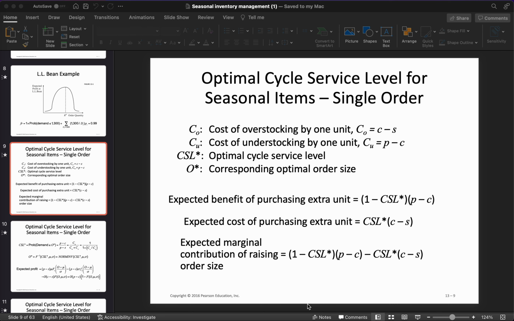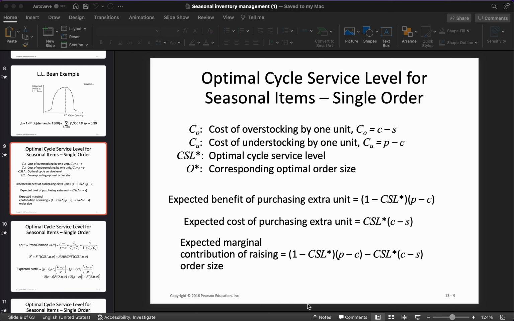Hello everyone, welcome to this video in the continuing series on seasonal inventory management. In the last video we looked at finding the optimal cycle service level when you have a discrete distribution. Now we look at a scenario where the distributions are continuous.